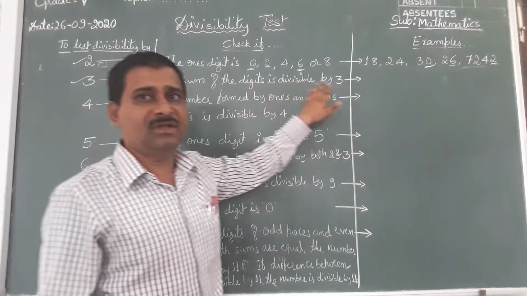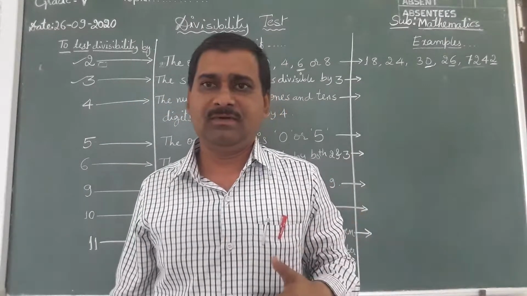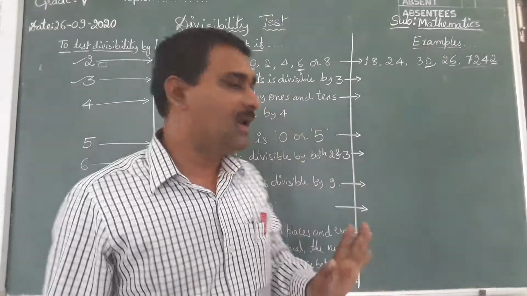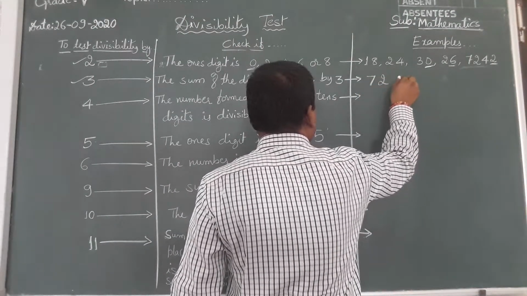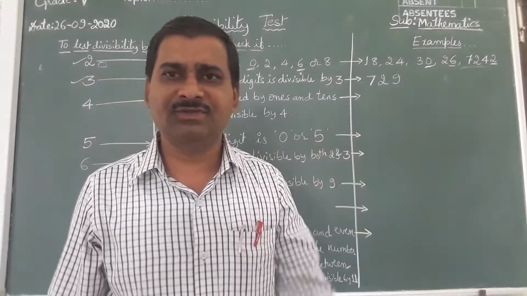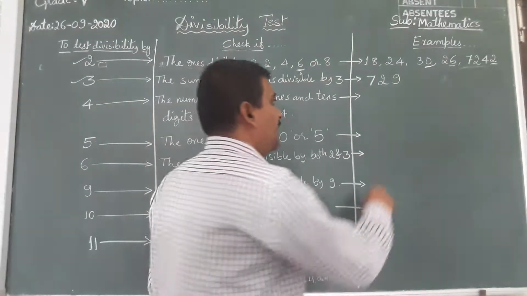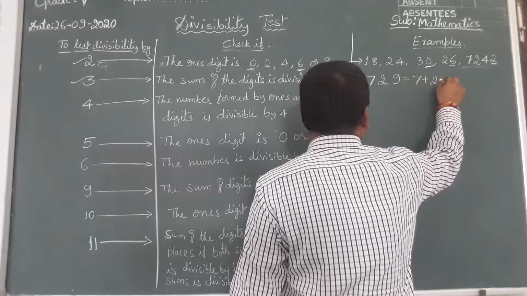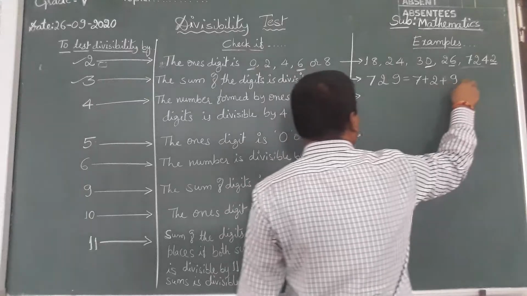To test divisibility of 3, it is a different rule. What is the rule? We should add the digits of the number. Let us say a number is given to you, 729. Here what you should do is find the sum of the digits. How? 7 plus 2 plus 9: 7 plus 2 is 9, 9 plus 9 is 18.